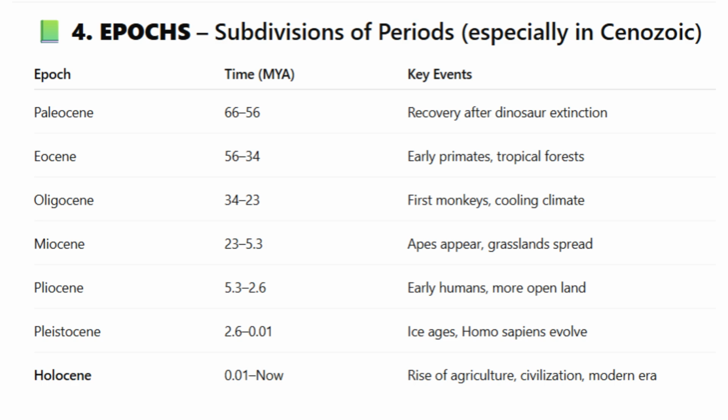Miocene epoch, 23 to 5.3 million years ago. The Miocene is a time of evolution and expansion. Apes evolve and roam freely, while vast grasslands dominate the landscape.